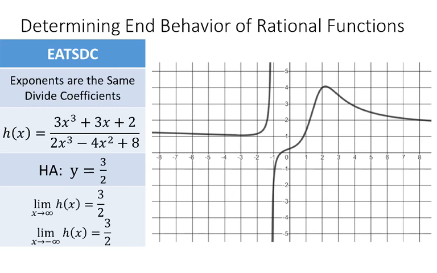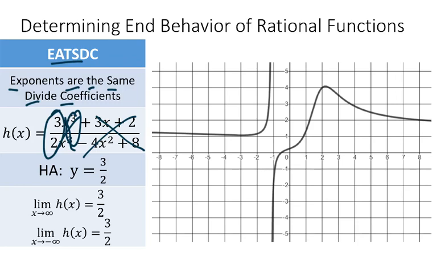This one is probably the most interesting and the most helpful. This is everyone's favorite. Okay, if the exponents are the same, EATS DC, divide the coefficients. If the leading exponents, these two exponents, are the same, hey, look at that, they are. That means that you can not only cancel this out, you can cancel these guys out, and the horizontal asymptote is just going to be the leading coefficients. And we just divide them.